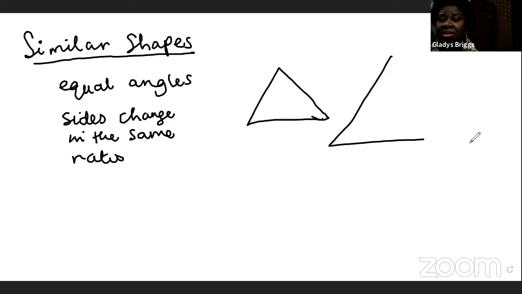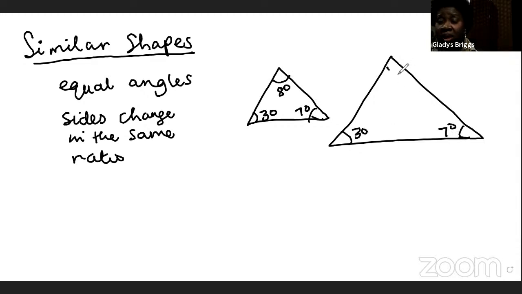and then you have this same triangle which has been expanded. If this is maybe 30 degrees, this is 70 degrees and this is 80 degrees, it's the same on this one: 30, 70, and 80. But when you come to the sides, this one is 2 centimeters and this one is 6 centimeters, this one is 3 centimeters and this one is 9 centimeters, and maybe this one is 4 centimeters and this one is 12 centimeters.